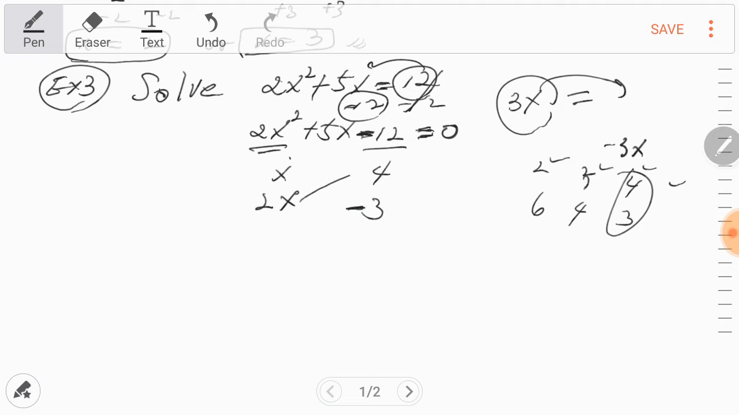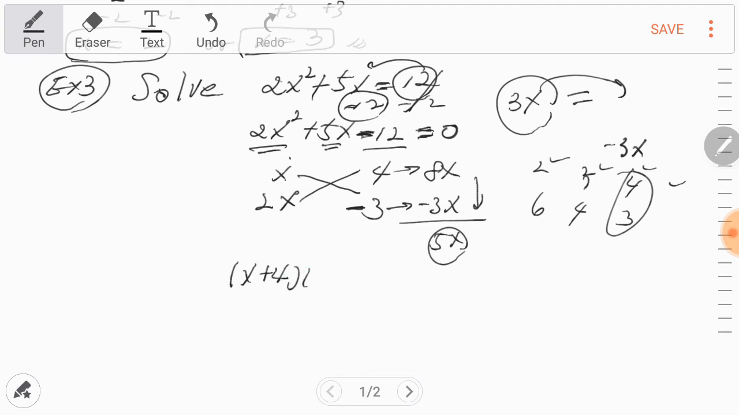So multiply these two, then 8x. Multiply these two, then negative 3x is equal to, the sum is 5x, same as the term in the middle. So the left side of the equation is (x + 4)(2x - 3) is equal to 0. So this binomial and this binomial.